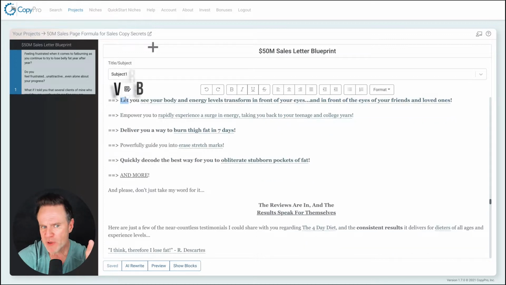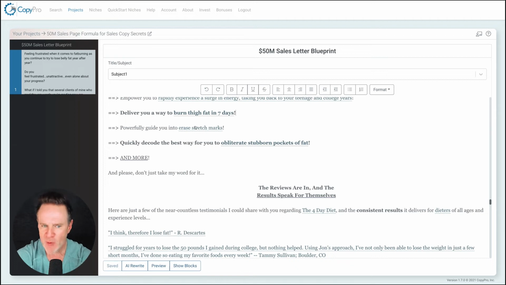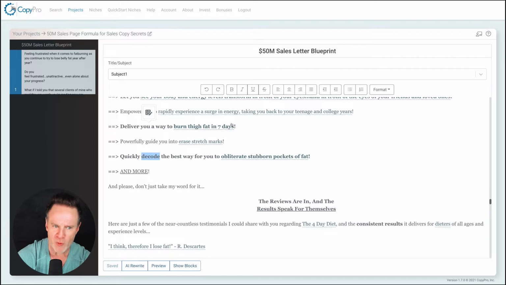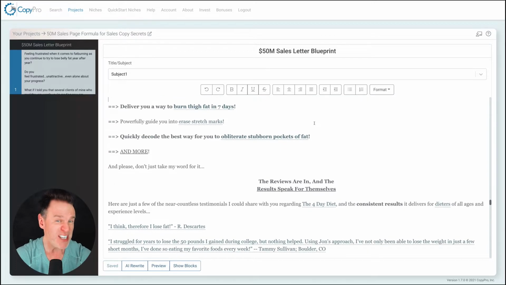Notice here that I'm starting with a verb: let you, empower you, deliver you, powerfully guide you. That's a modifier, guide. These are all verbs, right? Empower you to rapidly experience a surge in energy, deliver a way to burn thigh fat in 7 days. These are just flat out bonuses and benefits and right out of Copy Pro, pretty easy. Quickly decode the best way for you to blank. So these bullets are really cool, really powerful. I do suggest that you steal them.